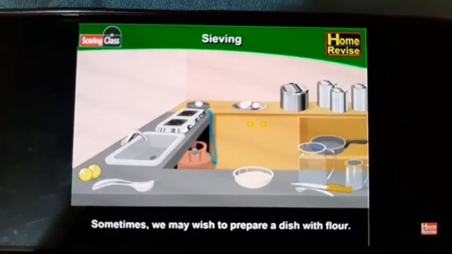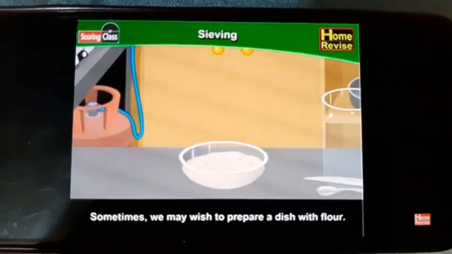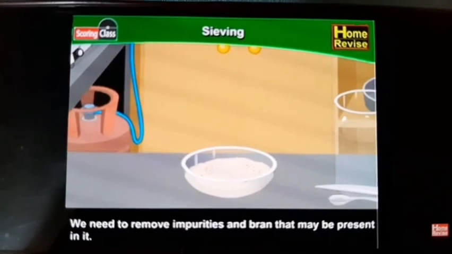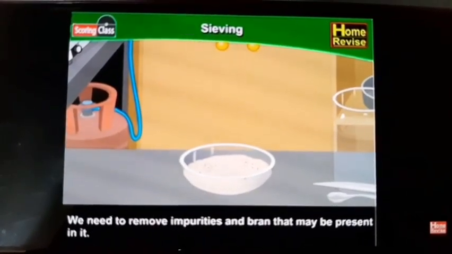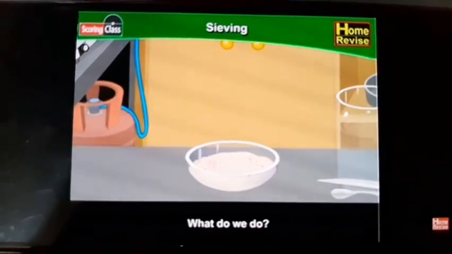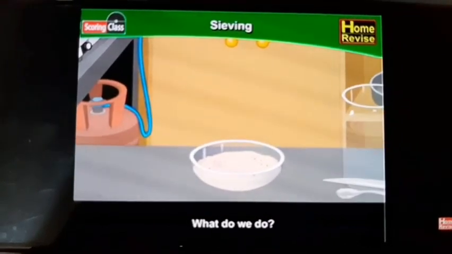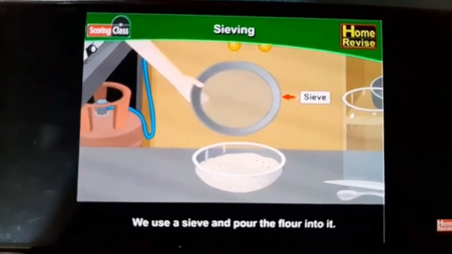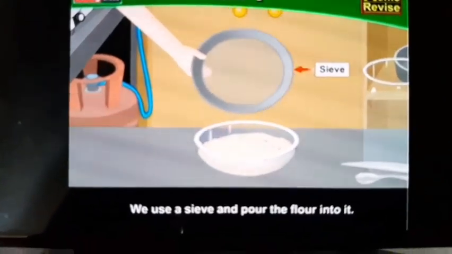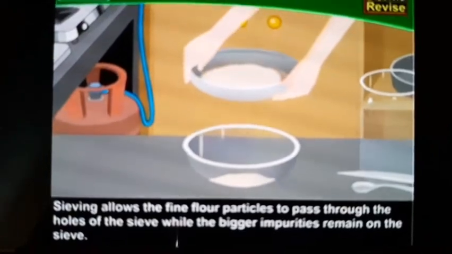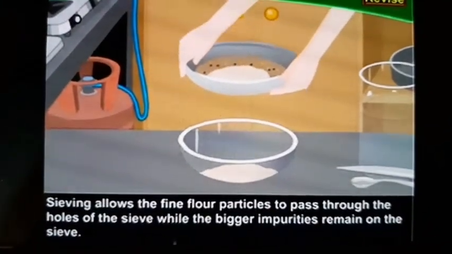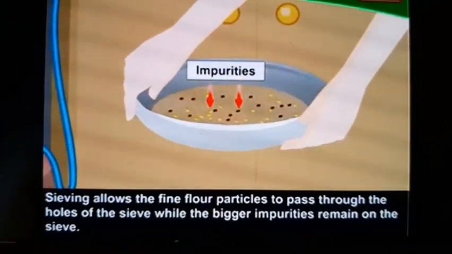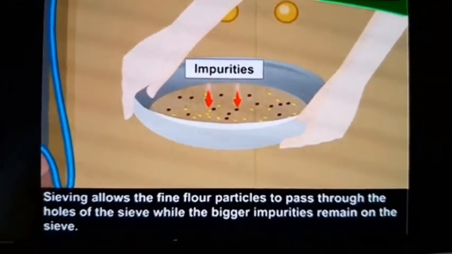May wish to prepare a dish with flour. We need to remove impurities and bran that may be present in it. What do we do? We use a sieve and pour the flour into it. Sieving allows the fine flour particles to pass through the holes in the sieve, while the bigger impurities remain on the sieve.